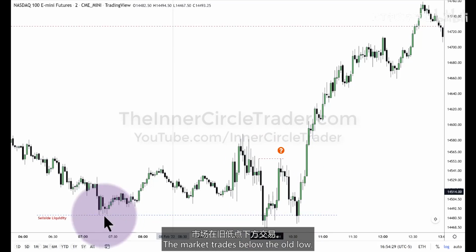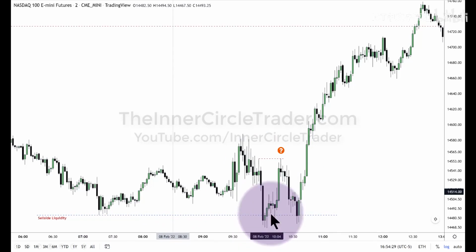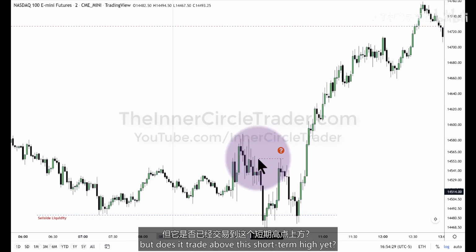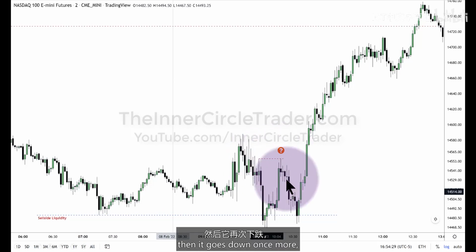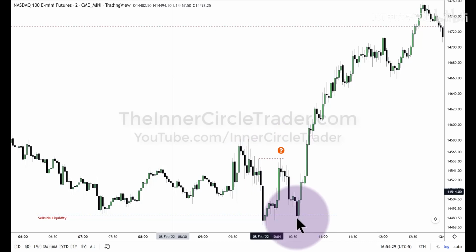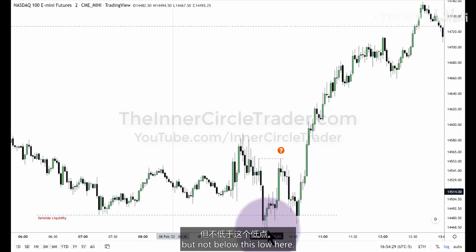The market trades below the old low, trades below it, rallies above, but does it trade above this short-term high yet? No. Then it goes down once more, below the old low, but not below this low here. Then it turns and goes higher.